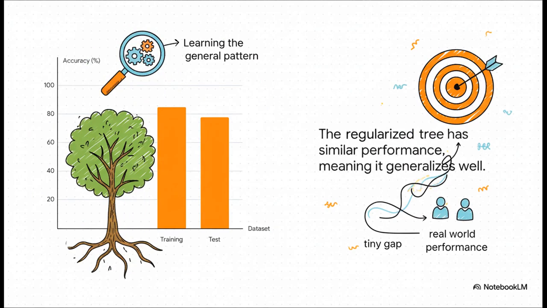Now, check out the regularized tree. Yeah, the training accuracy is lower, it's 87%, but look at the test accuracy, 85%. The gap is tiny. This model actually performs 10 points better in the real world. This is what we're aiming for. It learned the general pattern, not the specific noise.